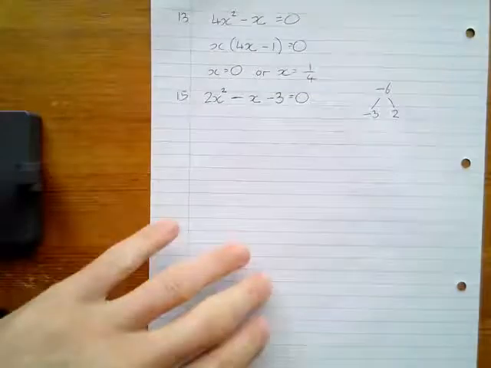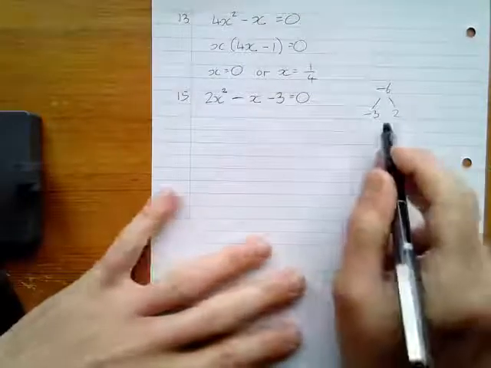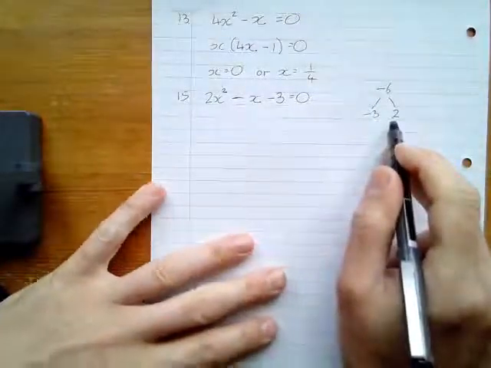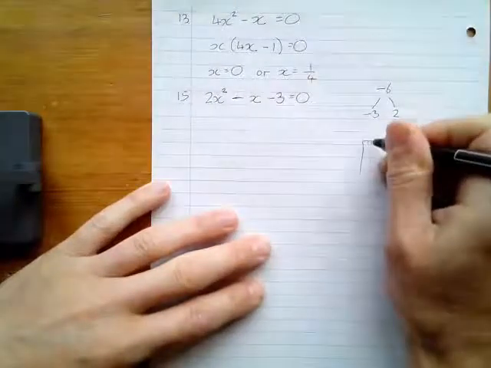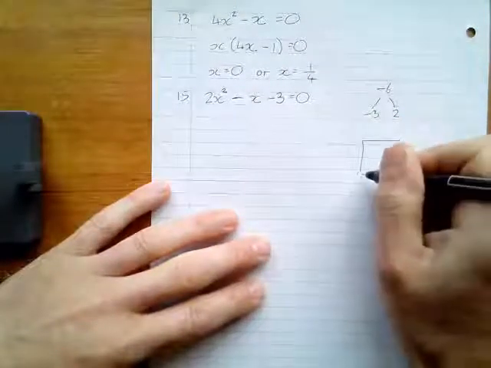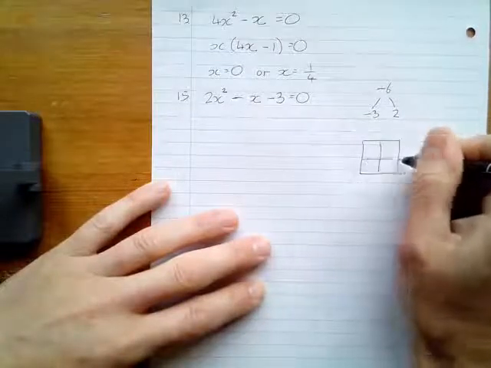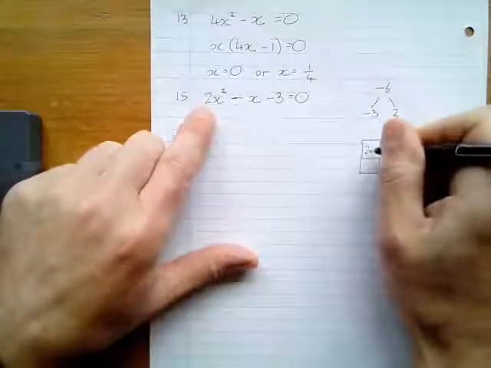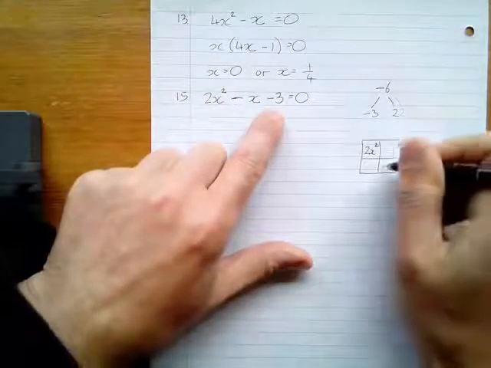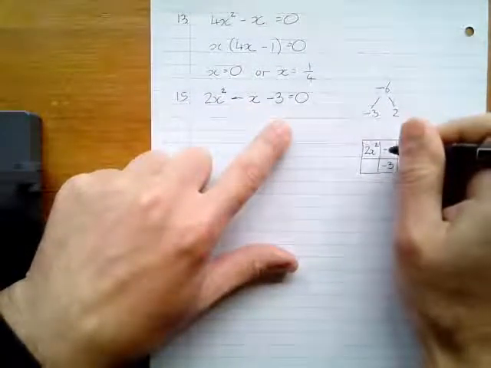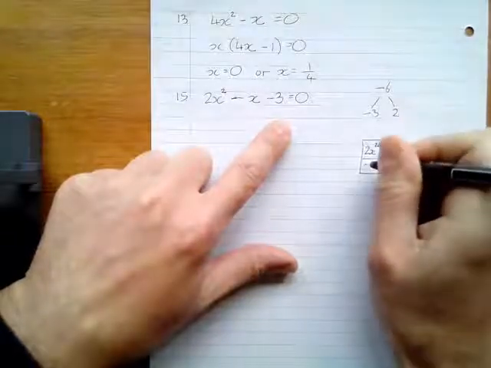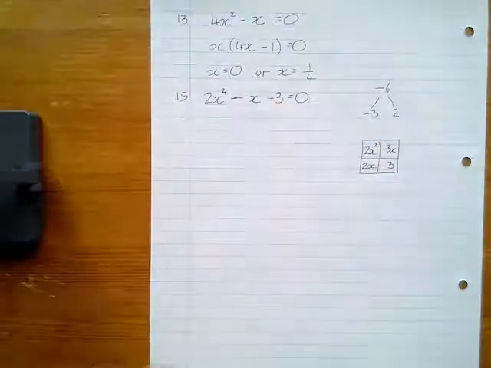Remember, pause the video if I'm going too fast and just check you understand. That would add to make minus 1. I then do the box method. So I draw a box like so. And into the box goes this number here in the top left box, this number here in the bottom right box, and then these two numbers go in these two boxes here. It doesn't matter which way round. I'm going to do them that way round.